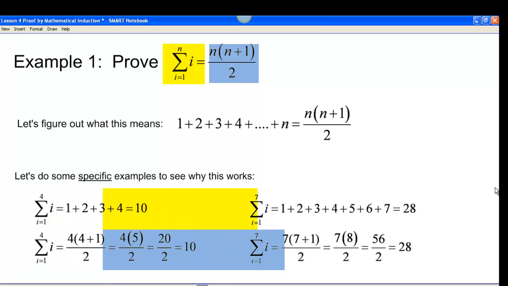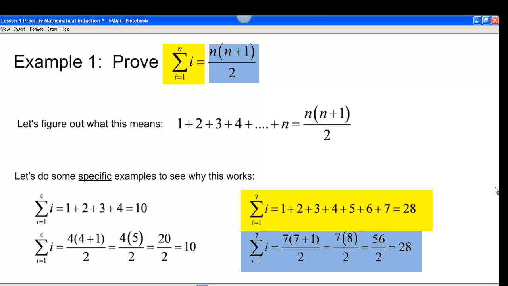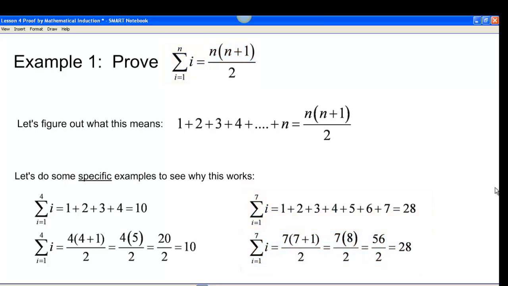I picked 7 to showcase the same thing. If I want to do the partial sum from i equals 1 to 7, I would add the first 7 integers, which yields 28. But if I use the formula 7 times 7 plus 1, which is 7 times 8, which yields 56, and divide that by 2, it also yields 28. So again, these are specific examples of why the summation from i equals 1 to n of i equals n times n plus 1 over 2.